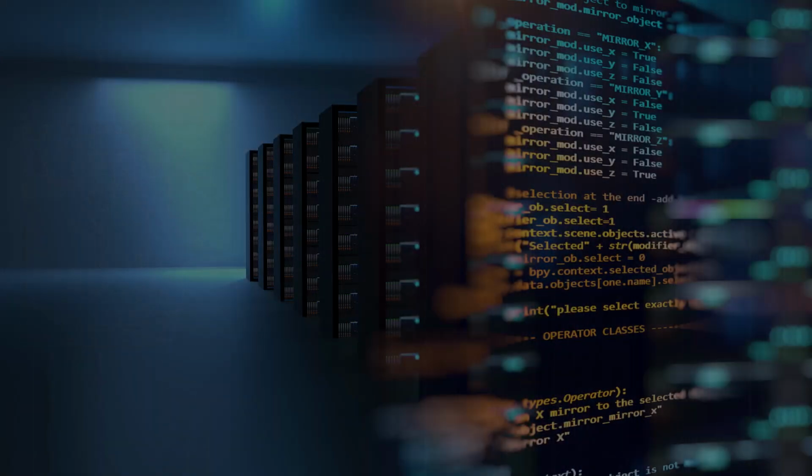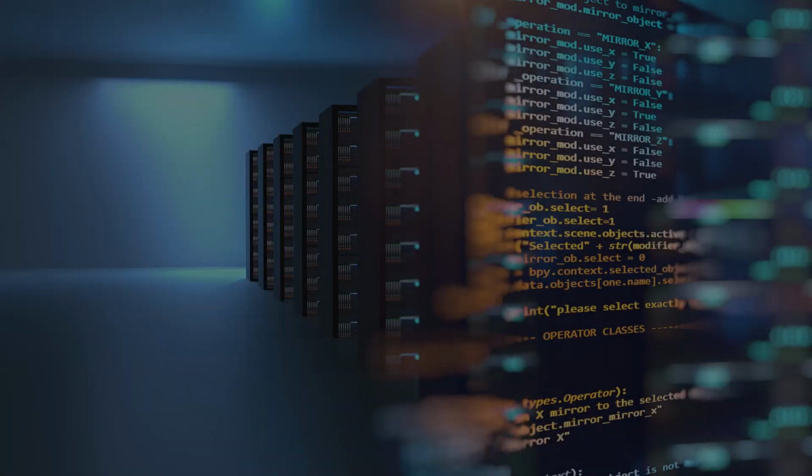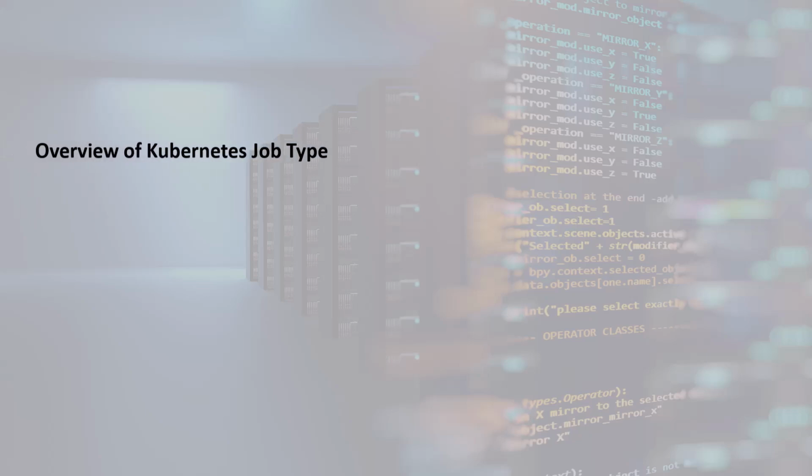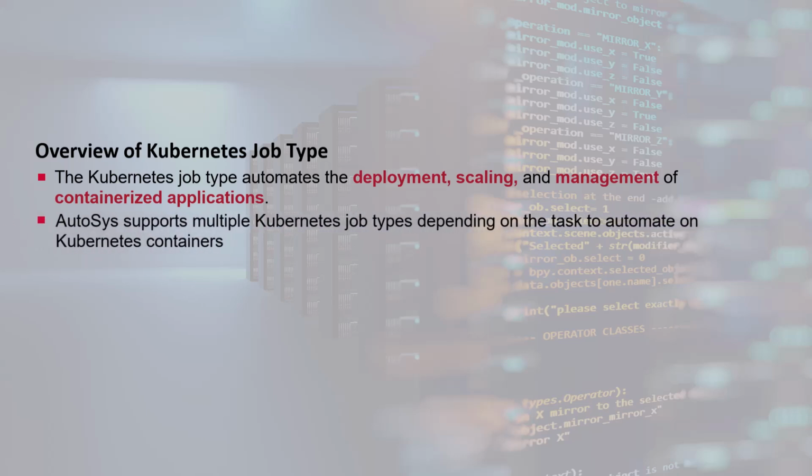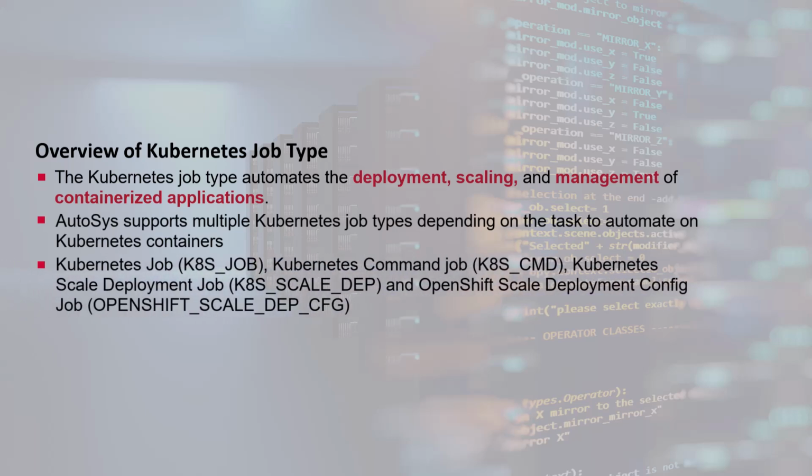Before we create and set up the K8s jobs, let's understand how the K8s jobs function. The AutoSys Kubernetes jobs help automate the deployment, scaling, and management of containerized applications such as Kubernetes and OpenShift. AutoSys supports multiple Kubernetes job types. Depending on the task they want to automate on Kubernetes containers, developers can select the relevant job type.